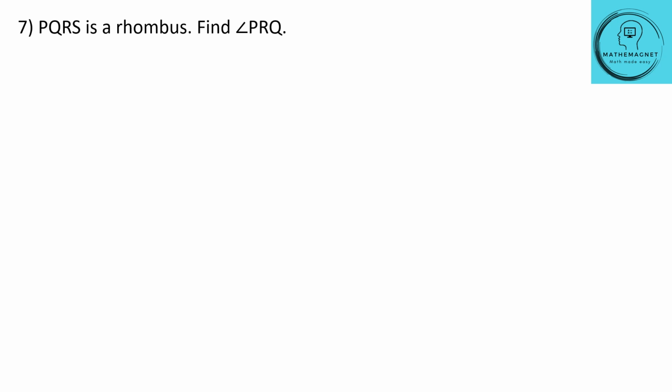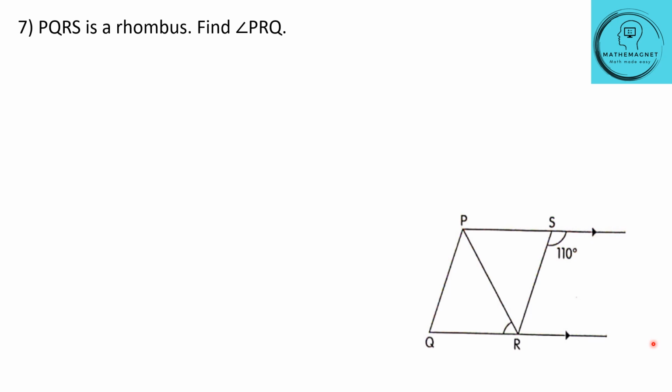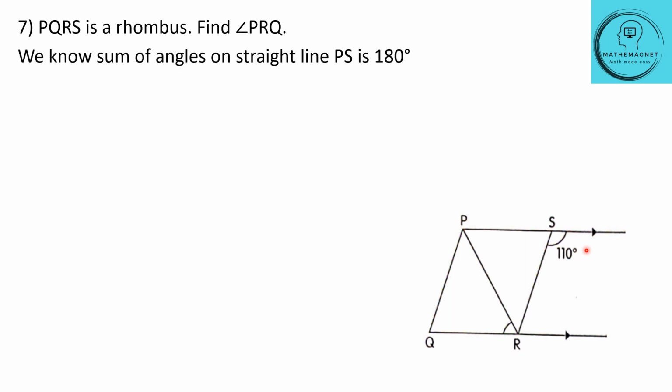Let's look at the next question, 7. PQRS is a rhombus. Find angle PRQ. Now let us start to solve this problem with the basic concept that the sum of all angles on a straight line is equal to 180 degrees. So let us consider this line PS and this line. Here if this angle is 110, then this angle will be equal to 180 minus 110. That is, angle PSR will be equal to 180 minus 110, equal to 70 degrees.